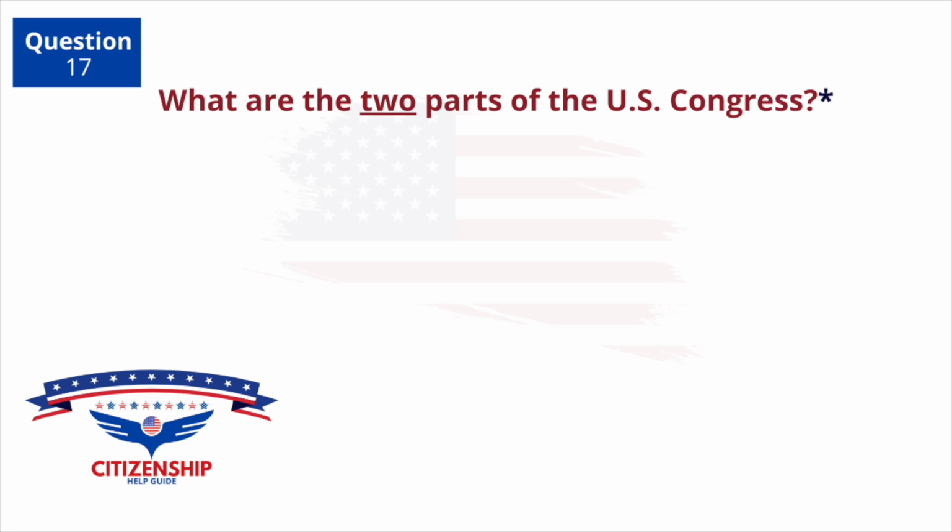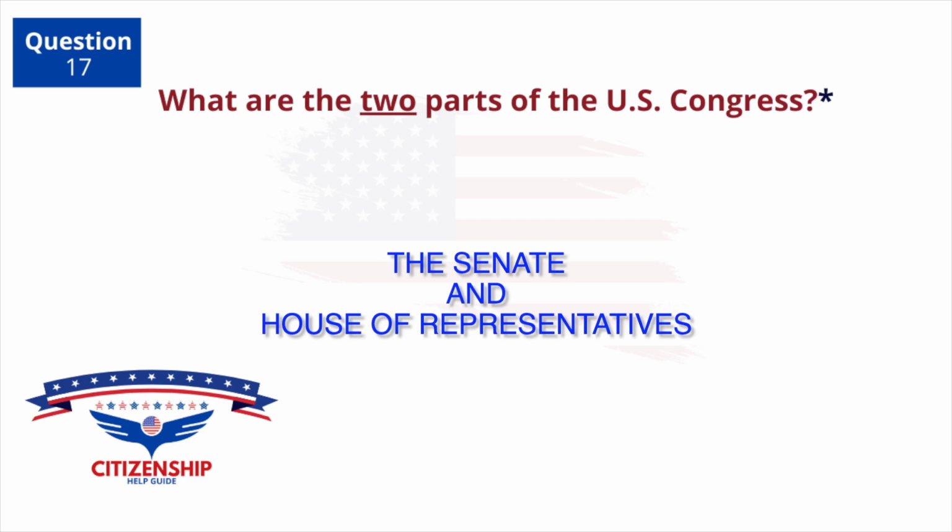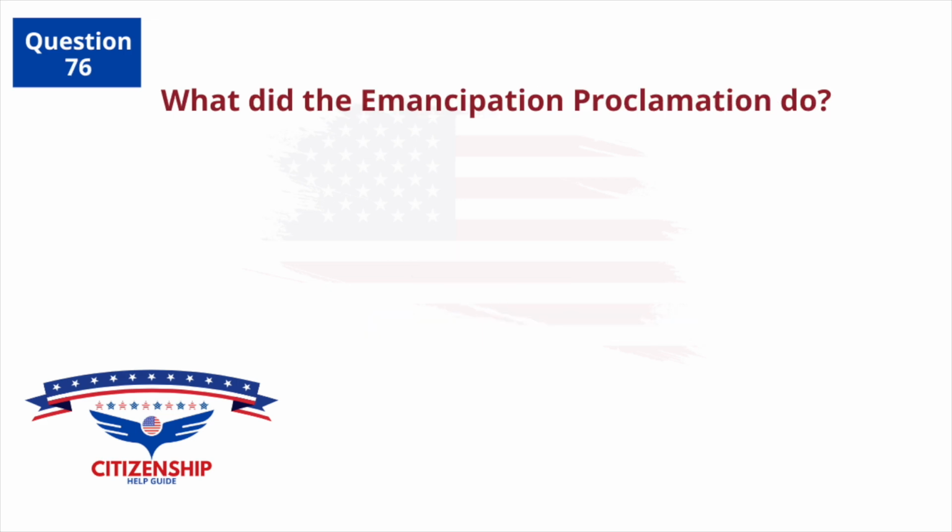What are the two parts of the U.S. Congress? The Senate and House of Representatives. What did the Emancipation Proclamation do? Freed the slaves.